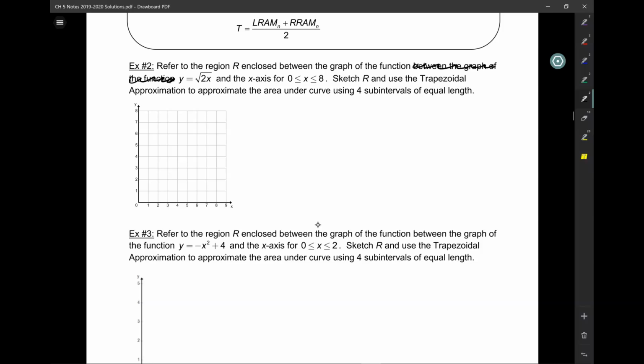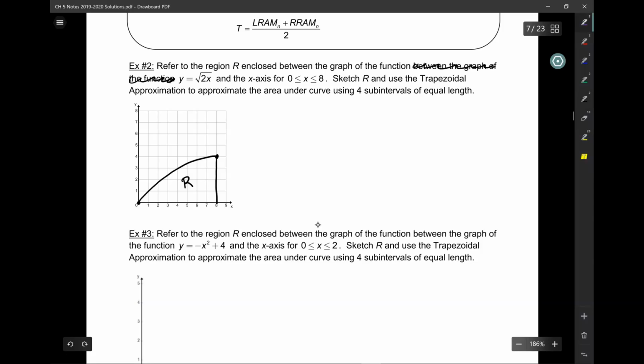But this one is. Okay, so y equals √2x from 0 to 8. So we're going to have to graph this one, right? This is why in pre-calc honors, I have to make sure that you can graph these without a calculator. So at x equals 0, y is 0. At x equals 8, y is 4. Is that right? And this is a square root, so it's going to look like this. And so this region between the graph and the x-axis is called the region R. That's very common to label that region R.